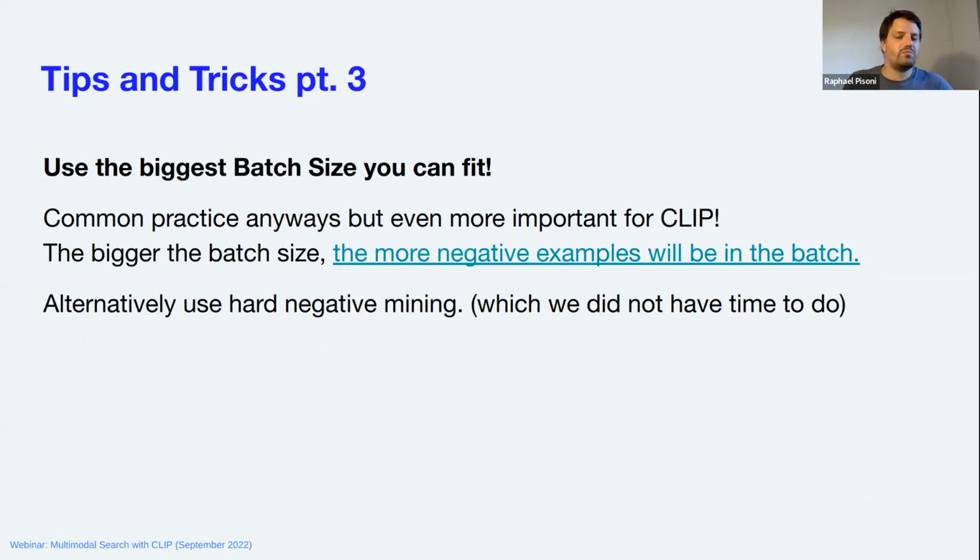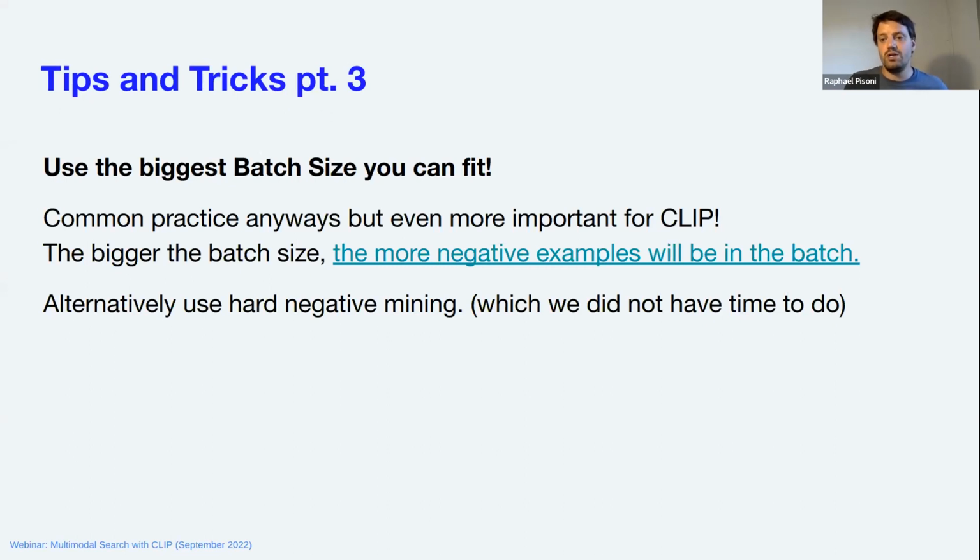And then another pretty obvious tip is to use the biggest batch size that you can fit. This is common practice, but it's even more important for CLIP, because the bigger the batch size, the more negative examples you will have in the batch, and especially the more hard negative examples. So from a single big batch, the model can learn much more if there are a couple of hard negative examples.